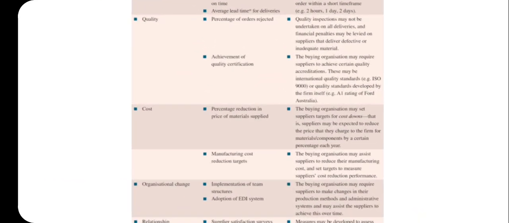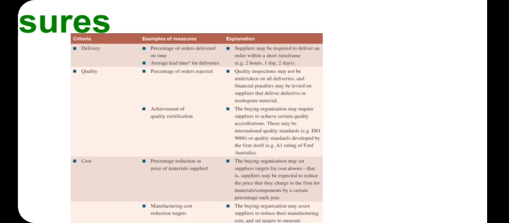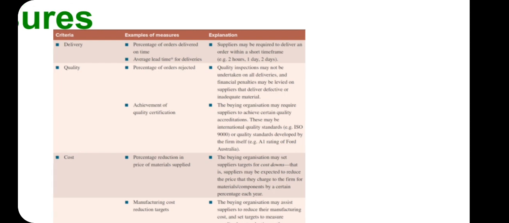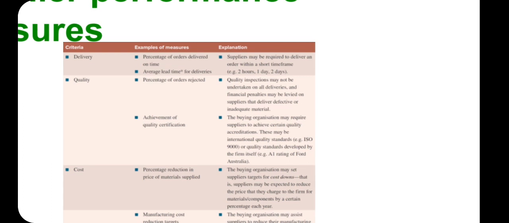Supplier performance measures. When you want to evaluate a supplier, you have to have performance measures. How do you say the supplier is good or not? So let's see here. In terms of delivery, when you want to know whether the supplier is good or not, the measure that you can use is the percentage of orders delivered on time. So the important thing is, can the supplier deliver on time or not, or the average lead time for the deliveries.